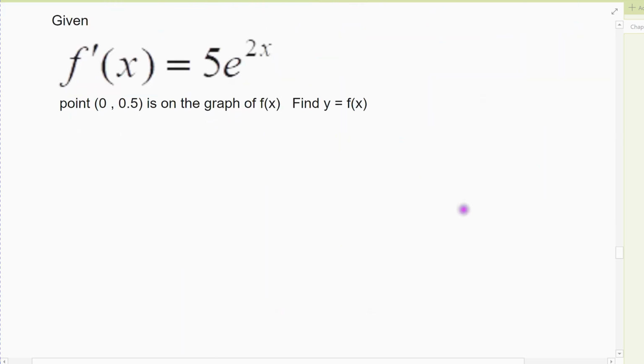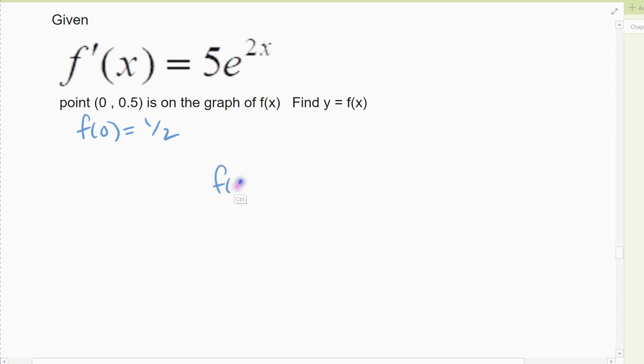Alright, let's do the second example. And then we'll get to applications in the next video. So suppose this is my derivative. My derivative is 5e to the 2x. That's my rate of change. I also know the point on the original graph. If I plug 0 in, I get 1/2 out. So again, this would be when I plug 0 into my original function, I get 1/2 out, 0.5.